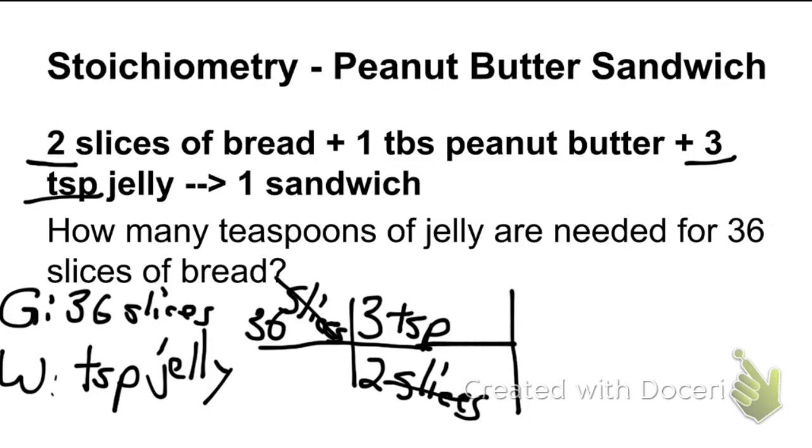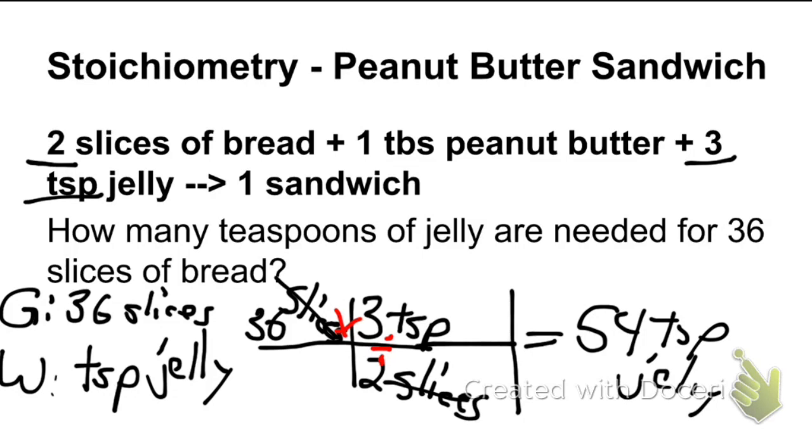So what we can do then is multiply 36 times 3, and then divide that number by 2. Okay. Right. So that's going to get us 54 teaspoons of jelly. That's a lot of jelly. And if we wanted to, we could actually convert that to other things, but that's a later video. For this video, we're just going to go one step based on comparing one part of our reaction to another.